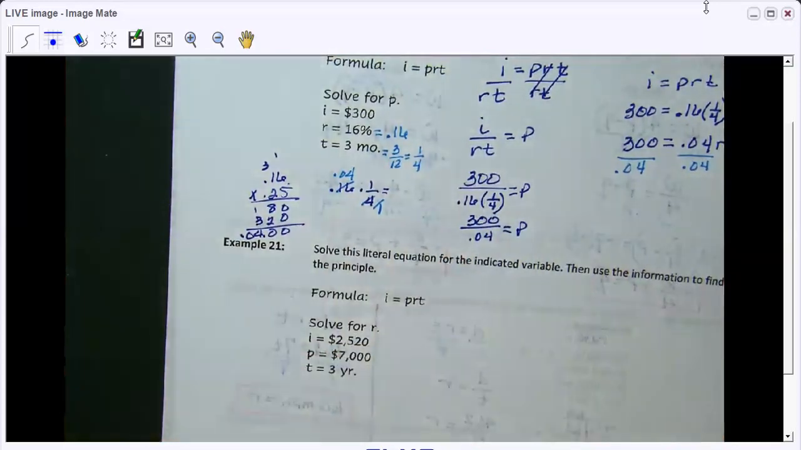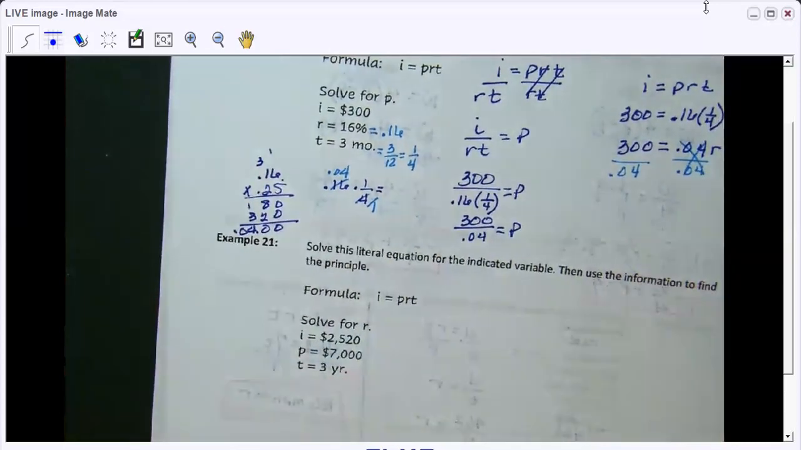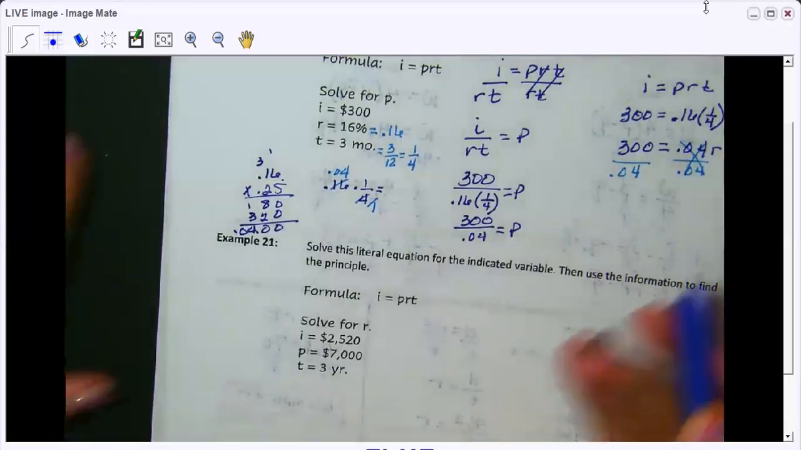Before I go any further, are there any questions on what I'm doing up here? Because I know this lesson is long. This will probably be the last problem that we do, and then we will move on. Are there any questions? Yes, what's the answer? Well, let's figure it out.